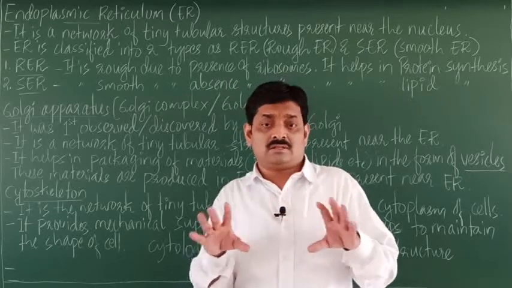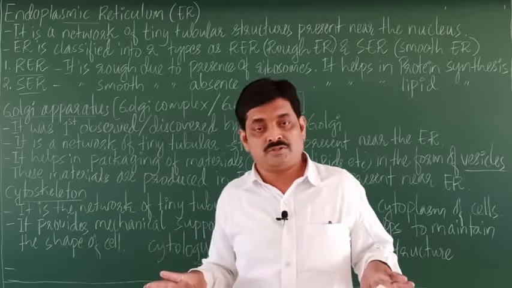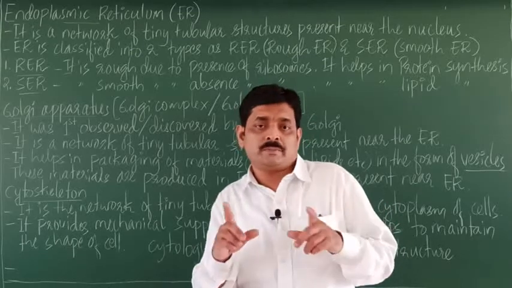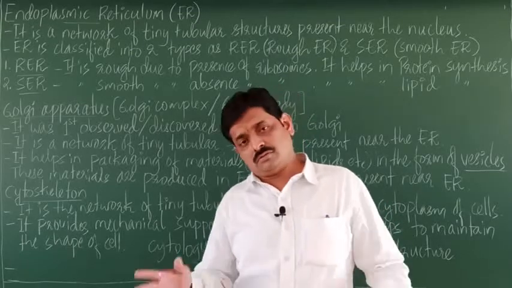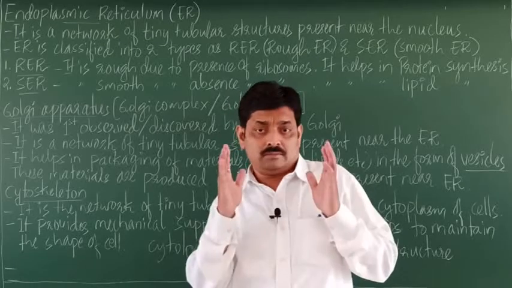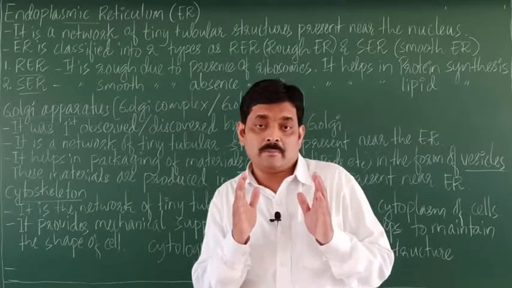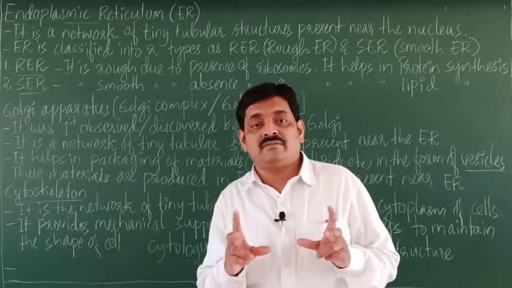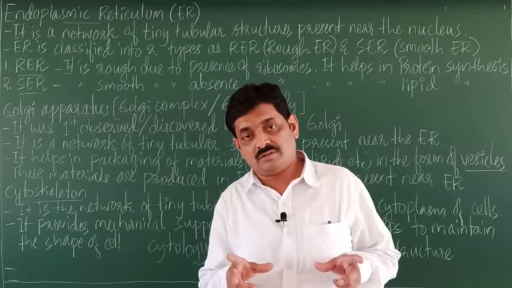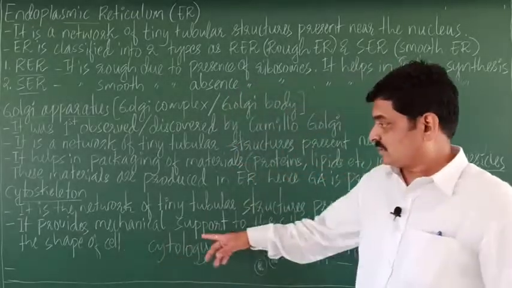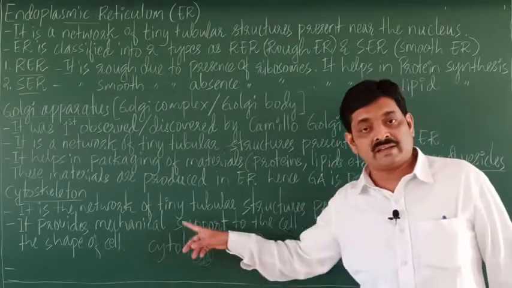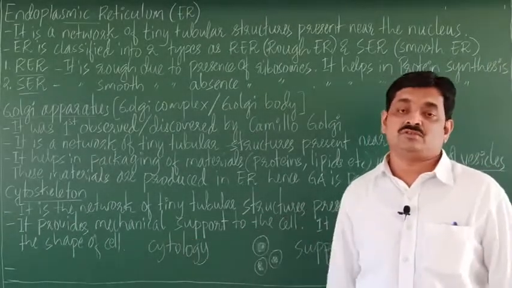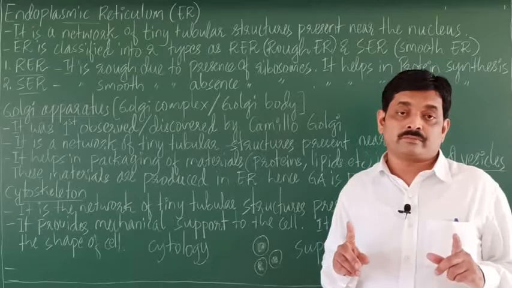So see, our cells have different shapes, right? One basic structure is round or spherical. So it may be any shape. The shape of the cell is mainly due to the cytoskeleton. So the cytoskeleton provides a definite shape to the cell. So the first function, the cytoskeleton provides mechanical support to the cell. Second function, it helps to maintain the shape of the cell. So these are the two functions of the cytoskeleton.